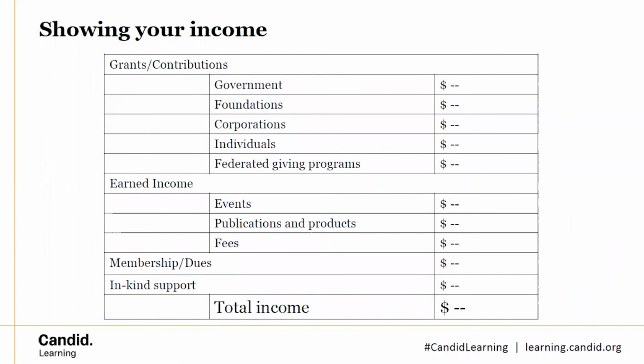Here at Forefront, some of our classes have a fee associated with them. So that would be something that we would list if we were looking at our whole organization: the fees paid for our classes. If you charge any kind of membership fee or dues, you'll want to include that in your income as well.